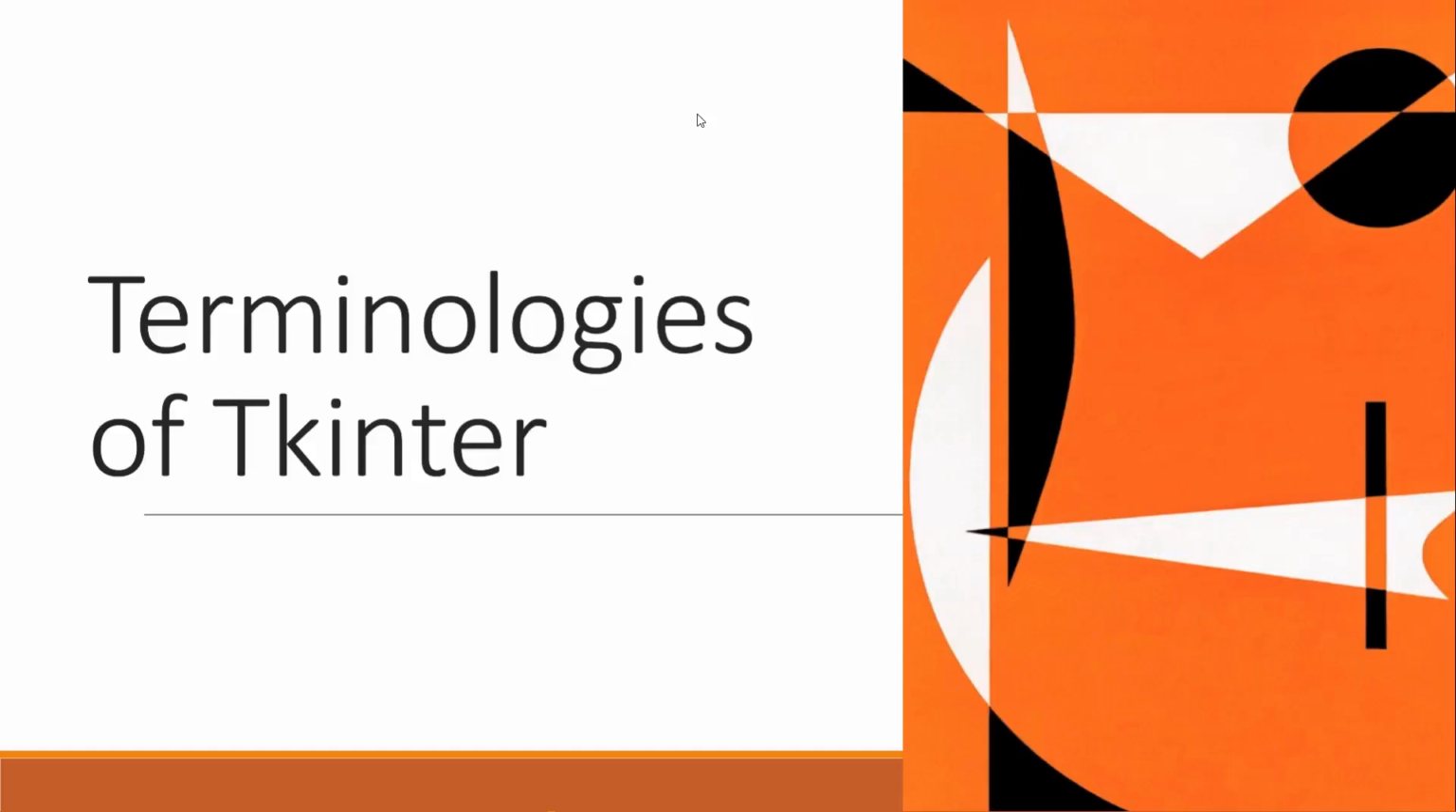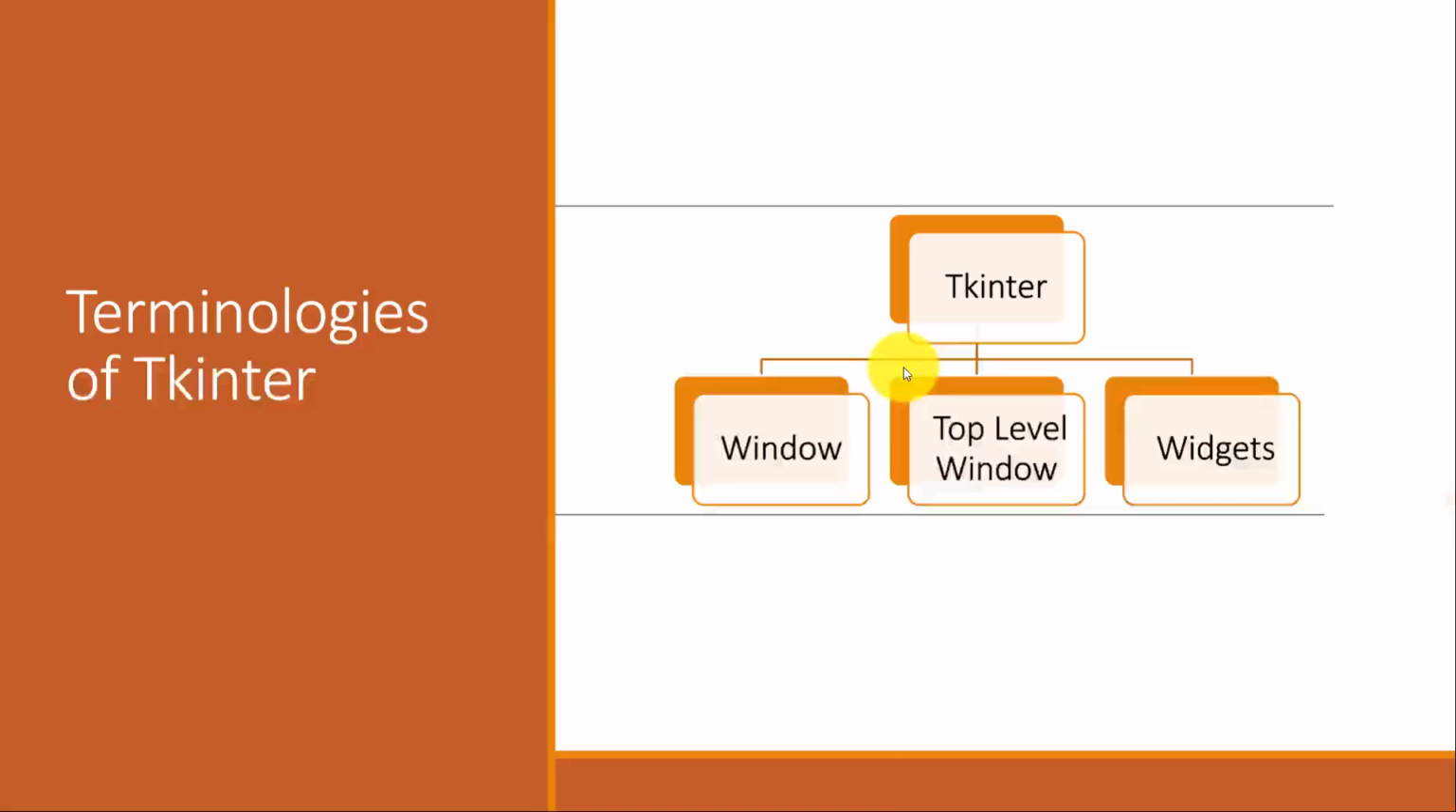In this section, we will talk about terminologies of Tkinter. In order to create an application on Tkinter, you should know these terminologies. So window is a rectangular section somewhere on the user display. Anything that you are seeing, it's called a window.